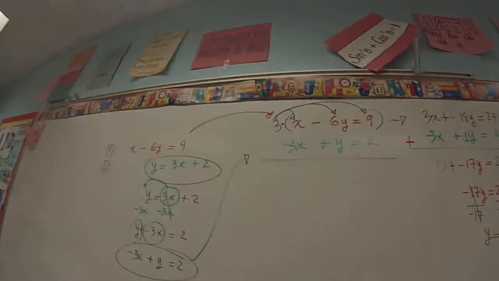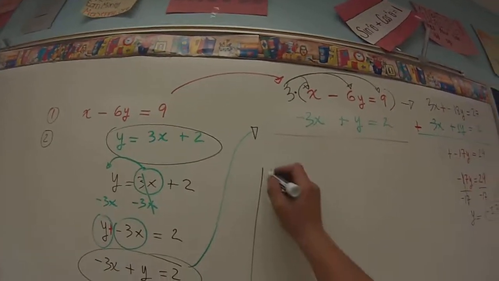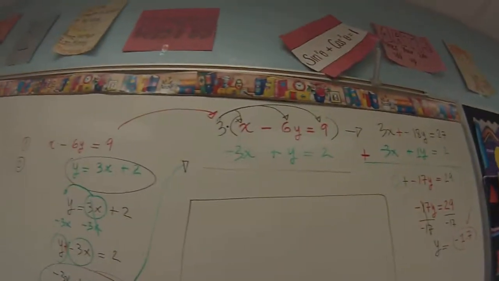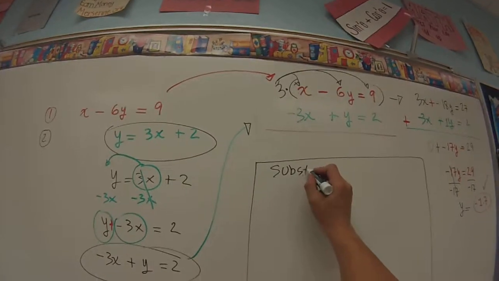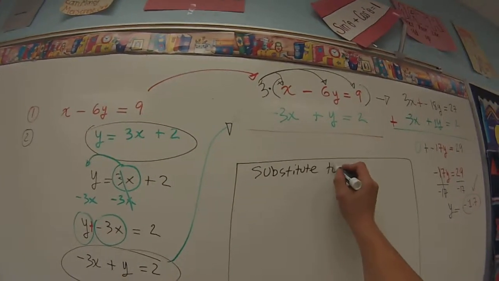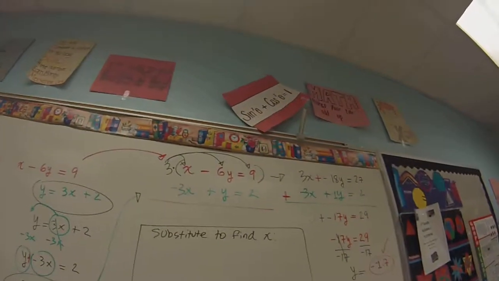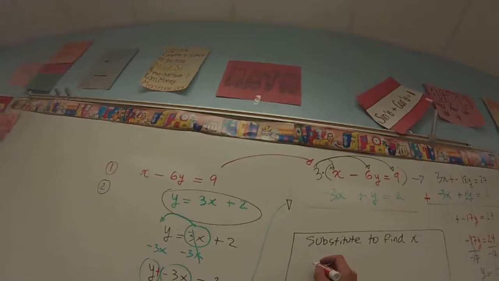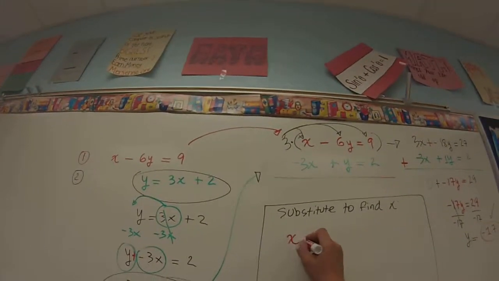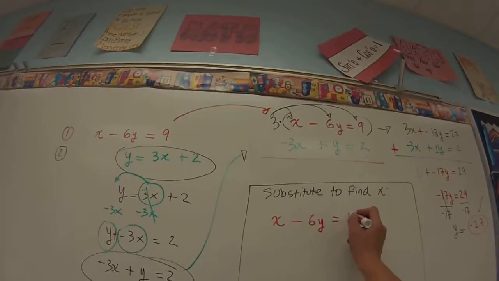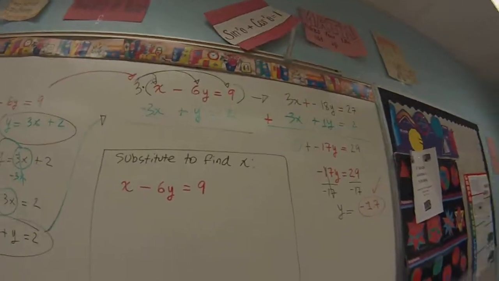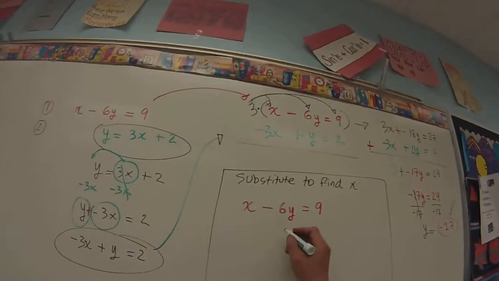I need to figure out my x now. So again, we substitute to find the x. Pick one of the equations. It doesn't matter which one you pick. You can pick the top one or the bottom one. So I want to go ahead and pick the top one, x minus 6y equals 9. And I will put negative 1.7 in for y.